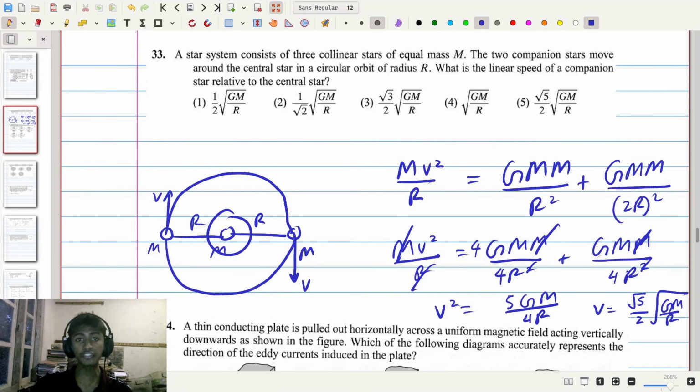Now since the central star here is stationary, we can conclude that the tangential velocity here is equal to the velocity of the companion star relative to the central star. Therefore, the linear speed of the companion star relative to the central star is equal to root 5 over 2 times the square root of GM over r, which is equal to answer number 5.